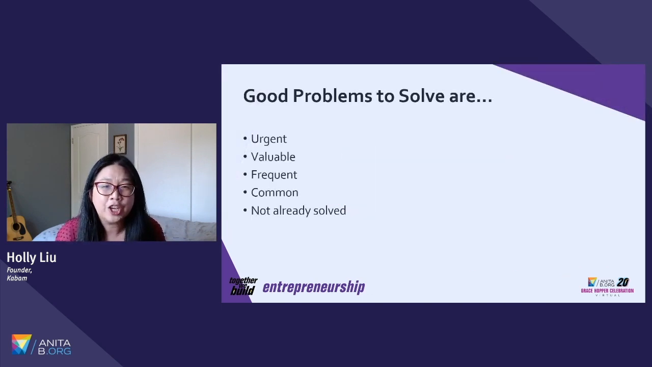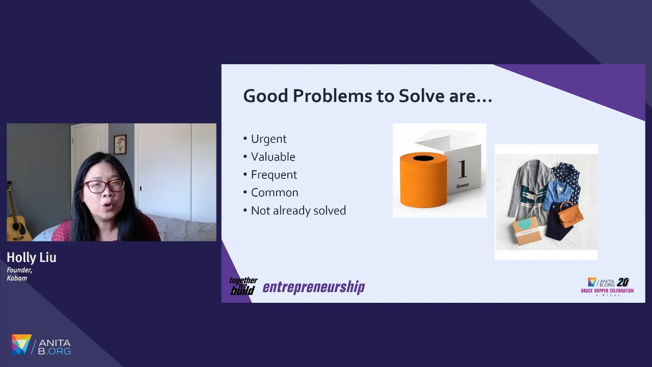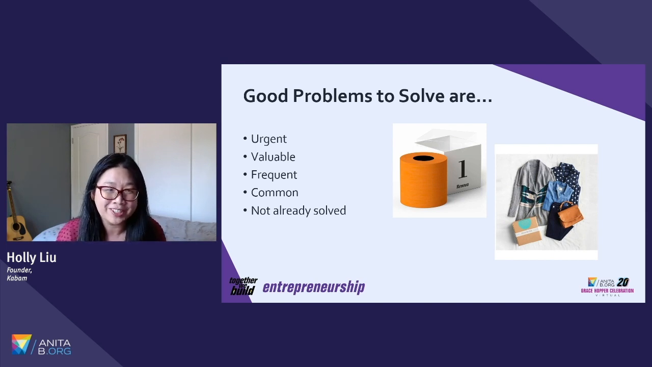And finally, good problems to solve are not already solved, right? You could see this in perfect examples such as toilet paper. Toilet paper is incredibly urgent. It's valuable. People spend time and money on this, either searching for it or making sure they have enough of it. It is frequent. It happens several times. And it's common. Many people need it. However, does changing the color really solve the problem? Not really. It's already been solved by normal toilet paper.